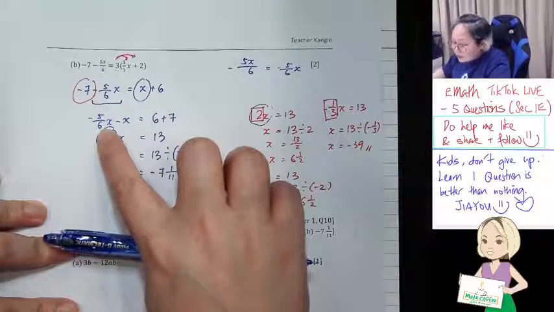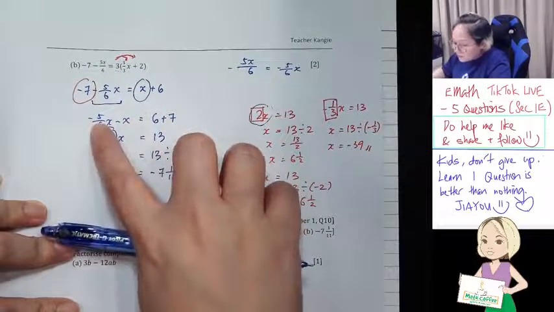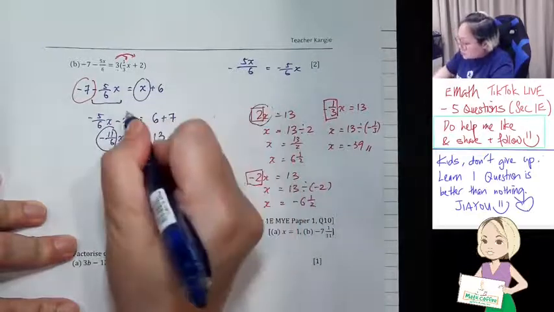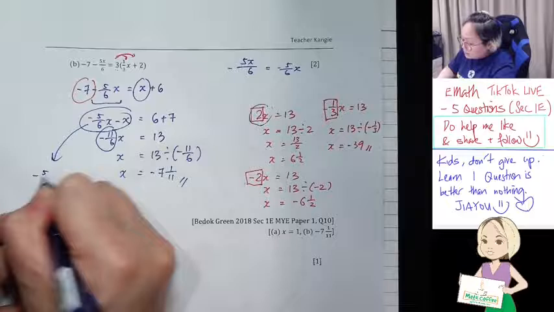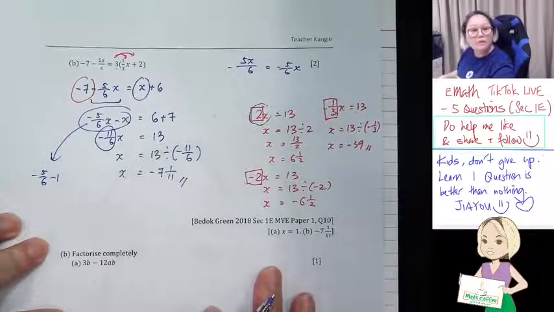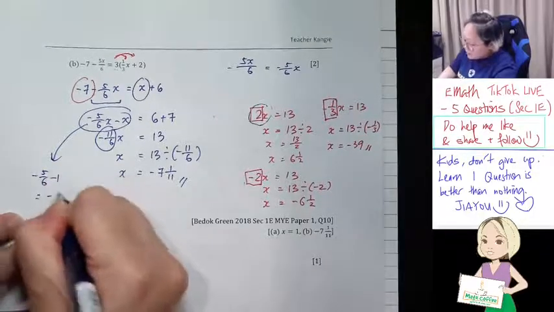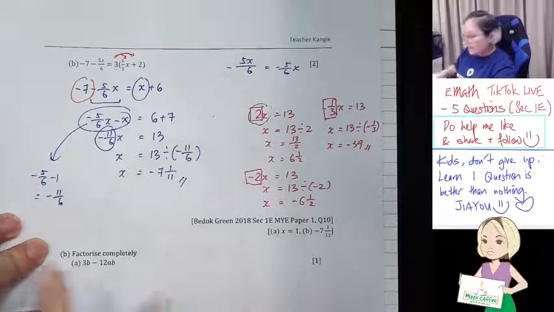Okay, can you repeat how do you calculate minus 5 over 6, then get minus 11 over 6? Okay, so this one, what I did was I pressed the calculator minus 5 over 6 minus 1. And the calculator gives me negative 11 over 6. Then I just add an x there.